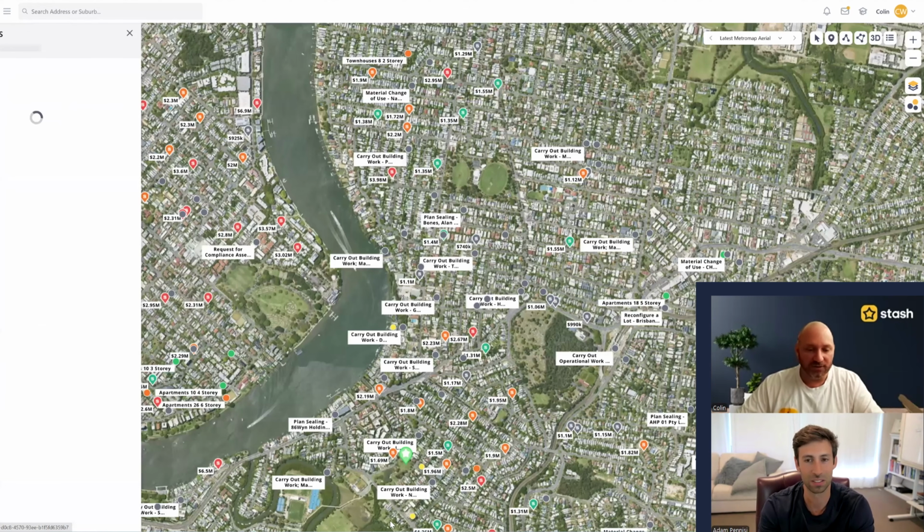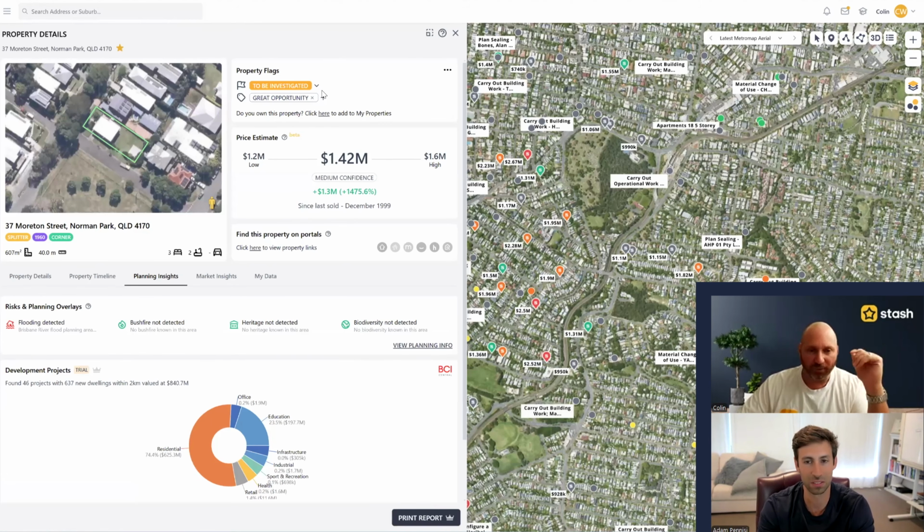So you've done your DD. I've saved this to my pipeline. I've ruled this property out because it did flood or whatever. So I'll rule that one out.